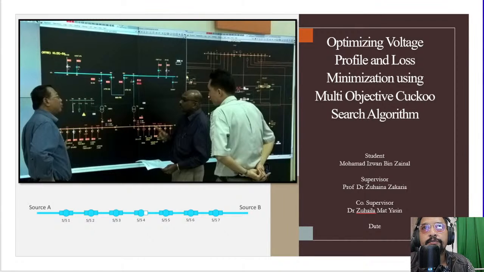My supervisor is Professor Dr. Zuhaina Zakaria, and co-supervisor is Dr. Zuhaila bin Yasin. Today I would like to present my paper, and the title is about optimizing voltage profile and loss minimization using multi-objective Cuckoo search algorithm.